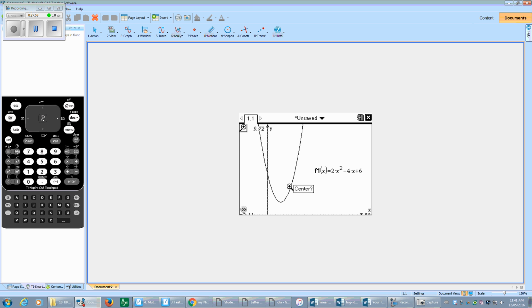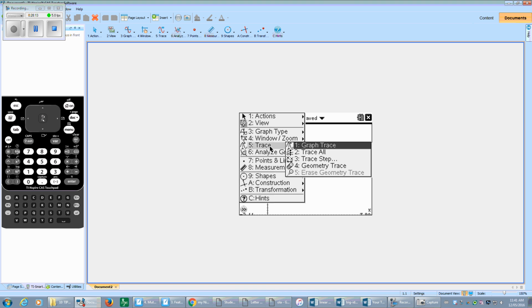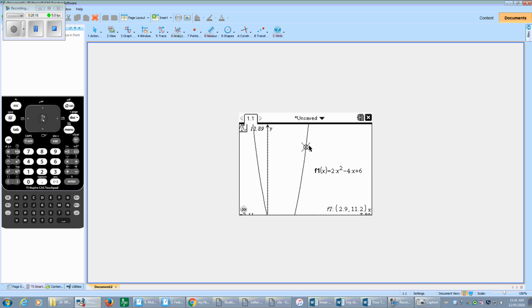And this is really cool because it tells you everything on here. You just got to be patient. So we're going to hit Menu. Then we are going to hit Trace, which is number 5. And then we want to hit Graph Trace. How many of you have something like this?